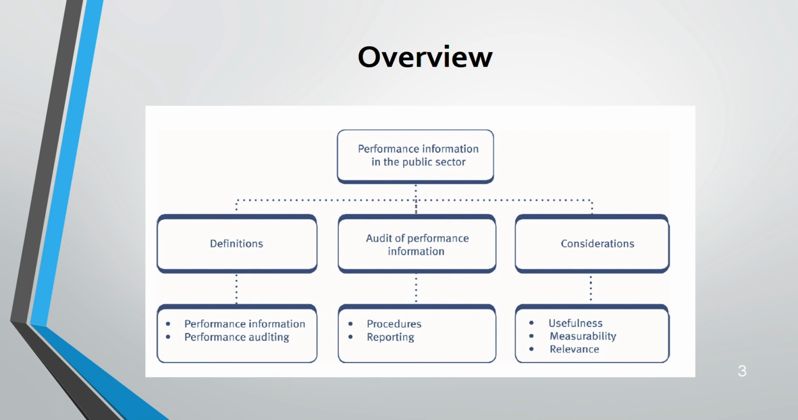Coming to the overview. So we are going to define performance information and performance auditing. There are two types of auditing. Financial statement auditing we have covered. In the previous lecture, we covered social, sustainability, and environmental auditing. Here we are going to go through performance auditing. Then for audit, it is procedures and reporting and consideration. It needs to be useful, it needs to be measurable and relevant.